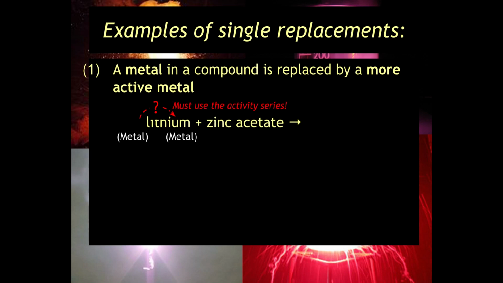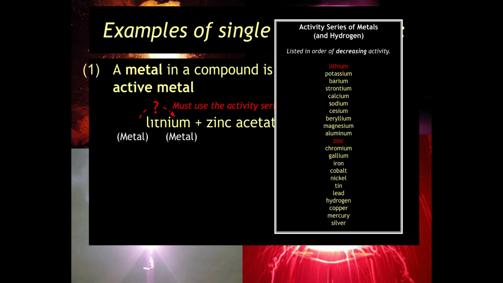In order to figure that out, we got to use our activity series. So these are listed from top to bottom in order of decreasing activity. So the most active stuff is on the top and the least active stuff is on the bottom. So in this case, you're taking something that is more active. Lithium is the more active one. And you're using that to replace zinc. Zinc is the less active one because it's lower on the list.